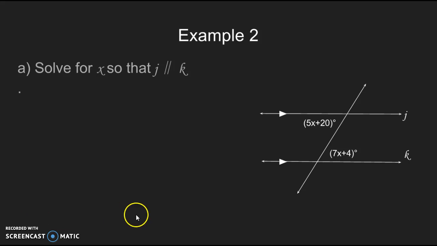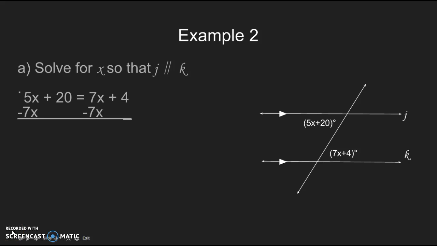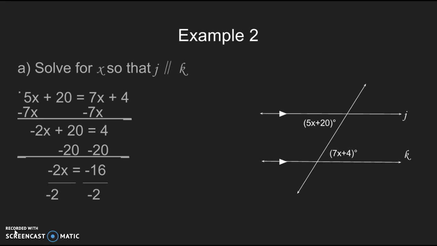So now moving on to our second example, we're going to solve for x so that line J is parallel to line K. In order to make line J parallel to line K, we have to make these alternate interior angles equal. So the first thing we're going to do is just make them equal over here. Subtract 7 on both sides. Then subtract 20 on both sides, which will give us that difference. And then we're going to divide by -2 on both sides, which will then give us x equals 8. Now that we've found x equals 8, we know that the degrees on these alternate interior angles equal 60 degrees, which makes line J parallel to line K.